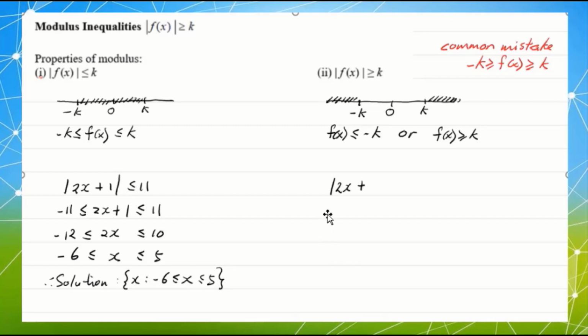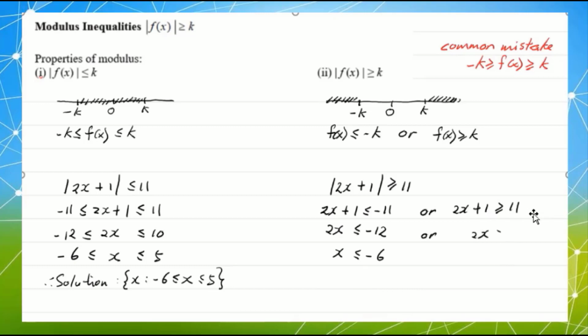Next, when modulus 2x plus 1 is greater than or equal to 11, then after taking away the modulus sign, it becomes 2x plus 1 less than or equal to negative 11 or 2x plus 1 greater than or equal to 11. Now we try to simplify each inequality. For the inequality on the left hand side, after simplifying, we find that x is less than or equal to negative 6. For the other side, after simplifying, we find that x is greater than or equal to positive 5.